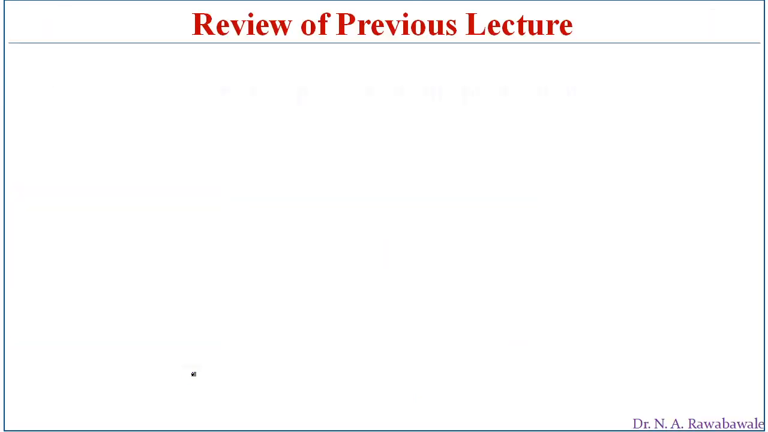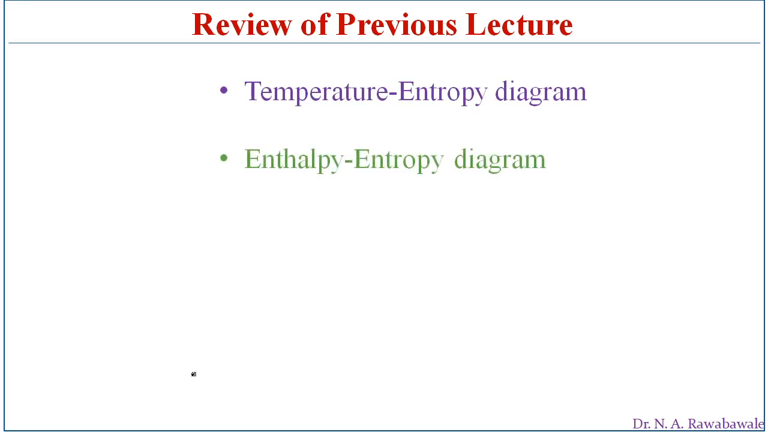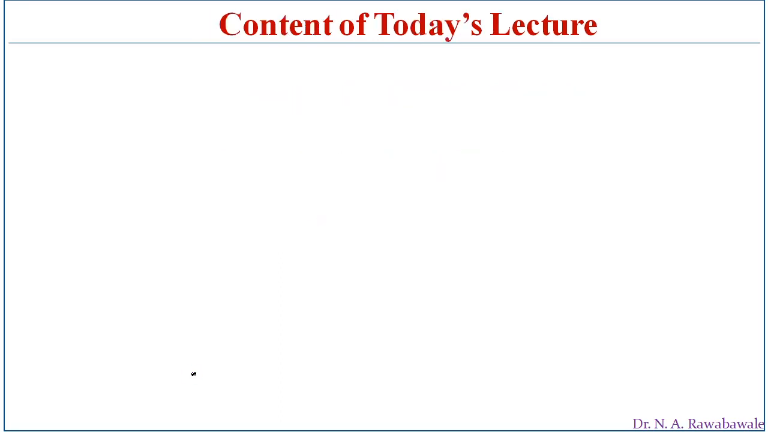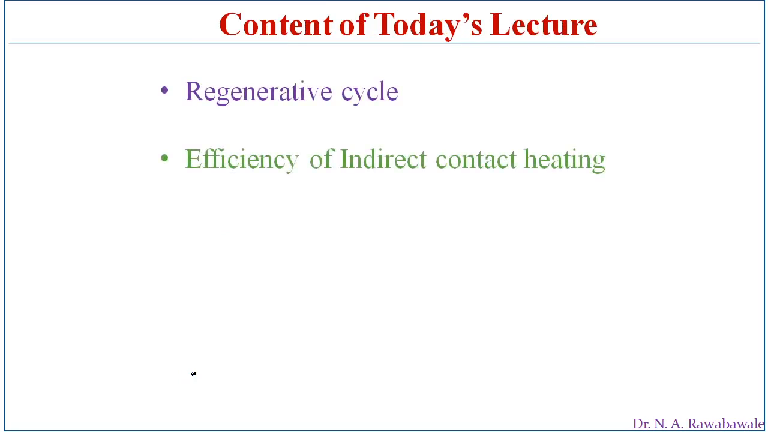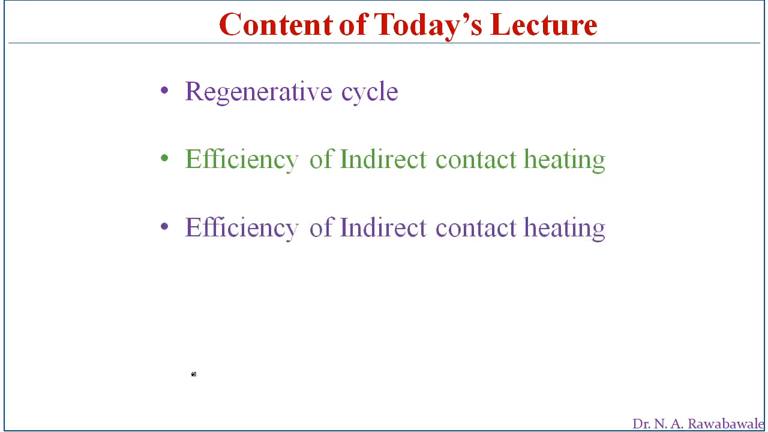In the previous lecture, we discussed the temperature entropy diagram, enthalpy entropy diagram and reheat cycle. Now today, we will discuss the regenerative cycle, the efficiency of the direct contact heating cycle. This should be direct contact, not indirect. Direct contact heating cycle.